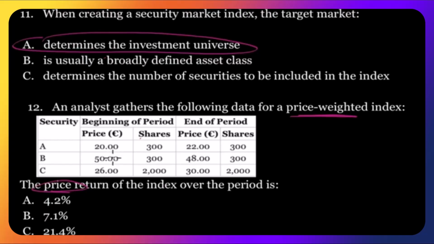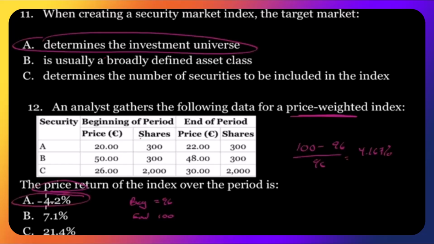So our beginning period price is $96. So beginning equals 96. End is 100. So ending period minus beginning period divided by beginning period will give us 4.167%, 4.2, can we round it off there? So that was a little bit tricky, asking you to see if you wanted to multiply by its shares, but remember, price weighted, we just add up the price, we assume one share of each component.